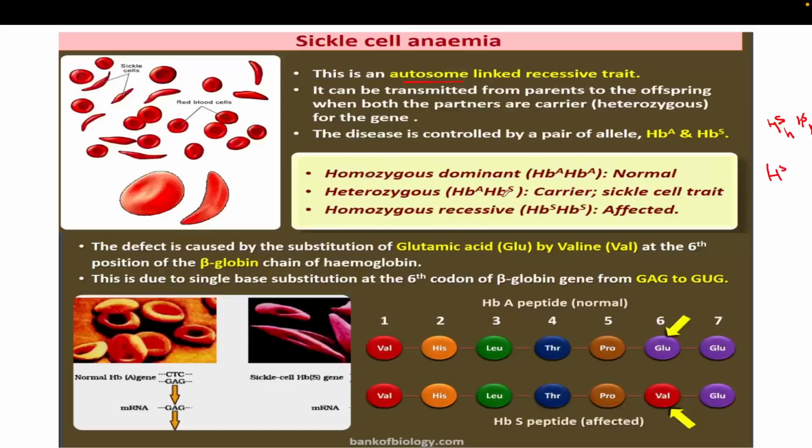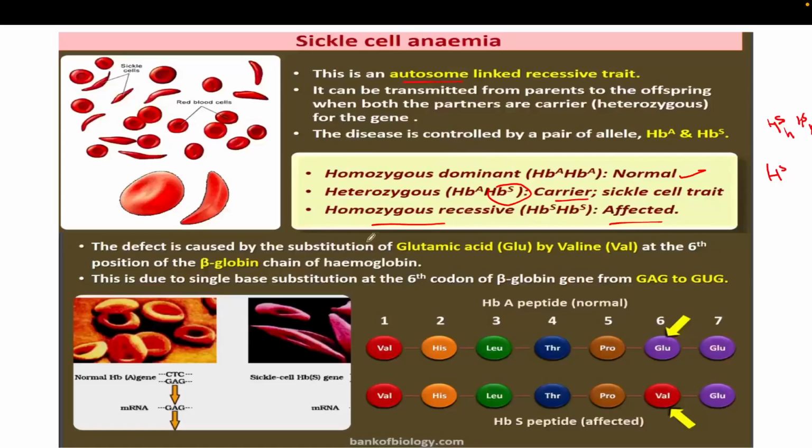Okay, so homozygous dominant will be normal. Here you can see that no one is having this sickle cell gene, so it is homozygous dominant, so it is normal. Heterozygous condition is when two carriers meet, then one of the offspring will have the HBS type of gene. And homozygous recessive will also be the affected one. So that is the cross of sickle cell anemia.